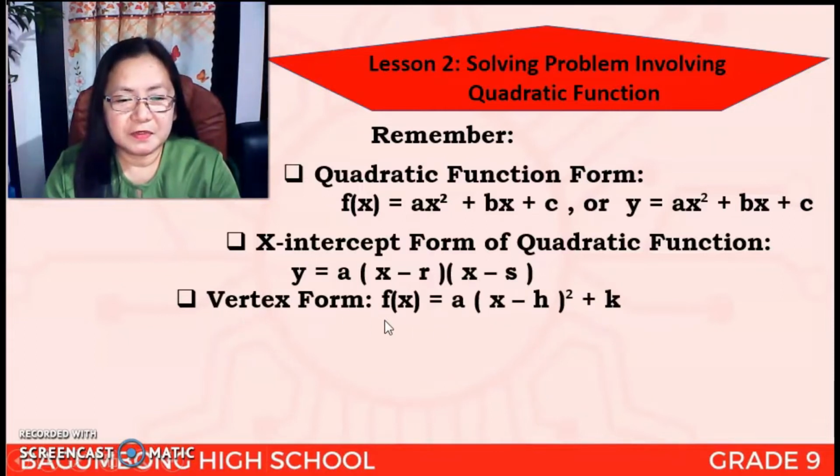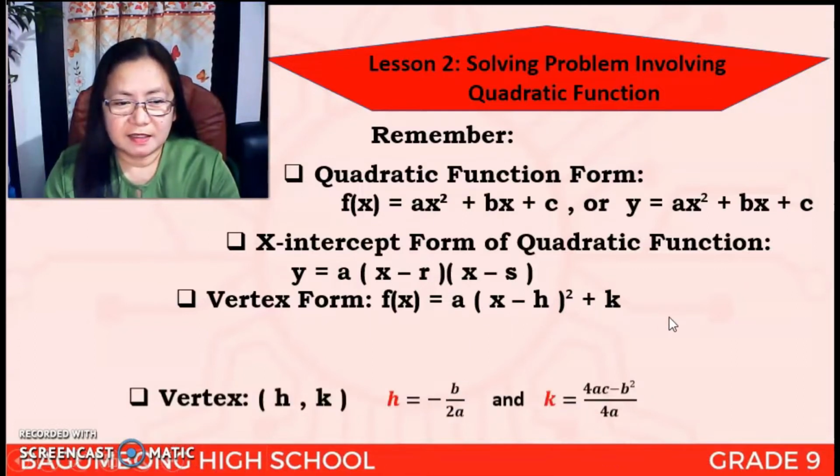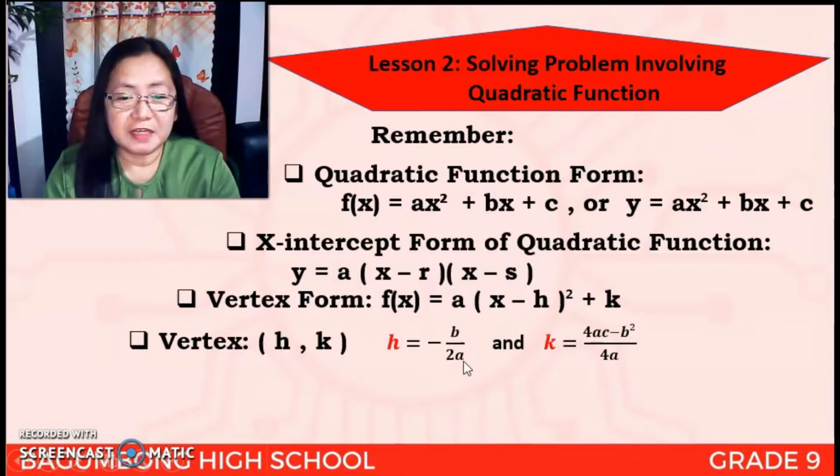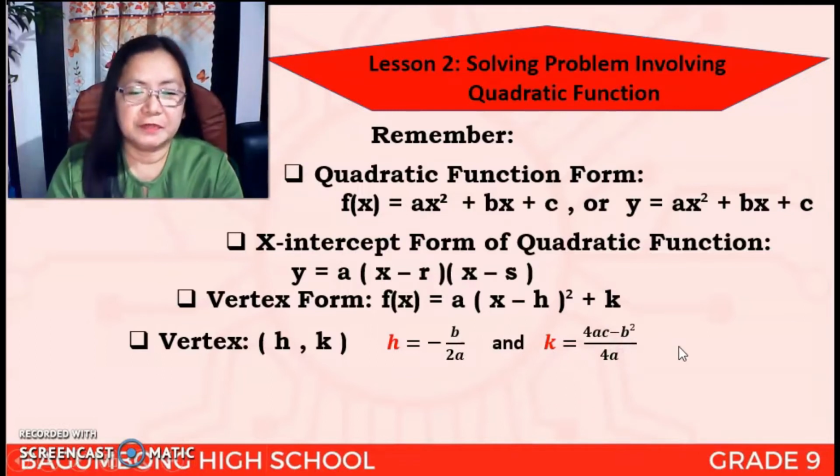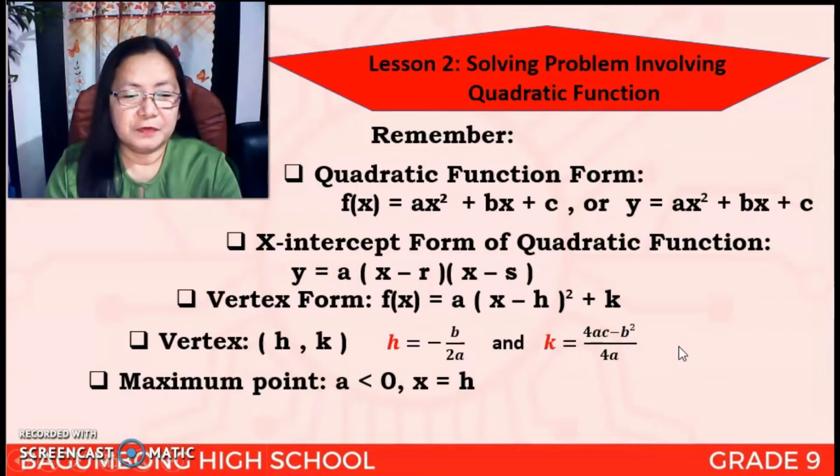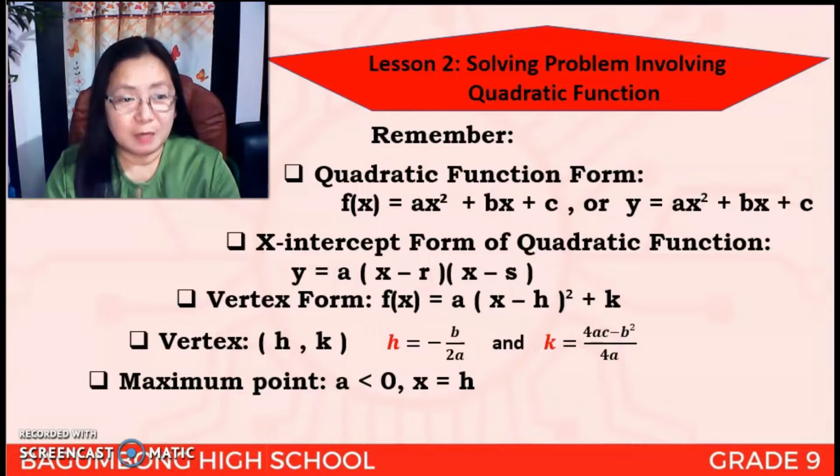Also, the vertex form: f of x is equal to a times the quantity of x minus h squared plus k. And the formula for h and k: h is equal to negative b over 2a, and k is equal to 4ac minus b squared over 4a. And of course, the maximum point of the parabola.